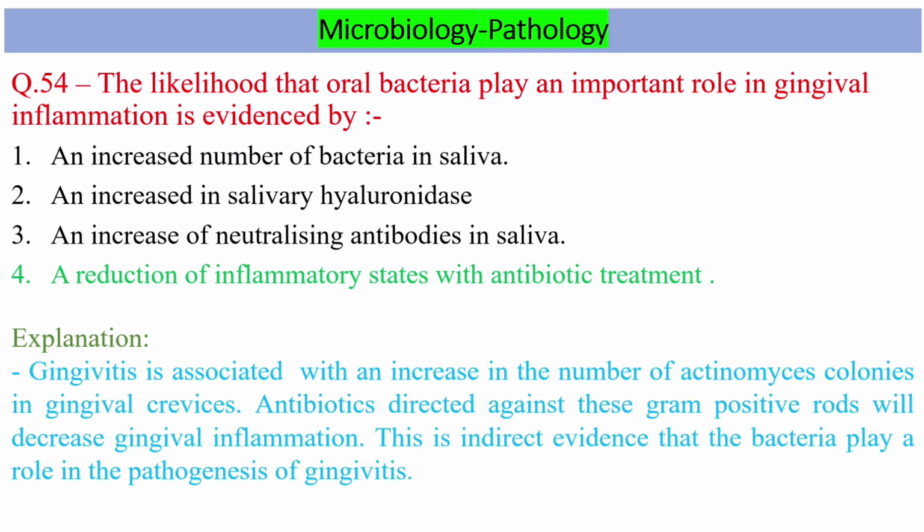Gingivitis is associated with an increase in the number of actinomyces colonies in gingival crevices. Antibiotics directed against these gram-positive rods will decrease gingival inflammation. This is indirect evidence that the bacteria play a role in pathogenesis of gingivitis.